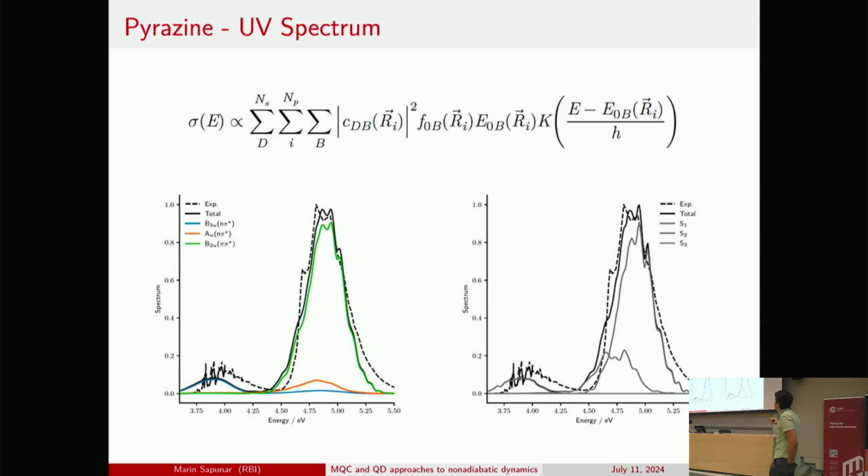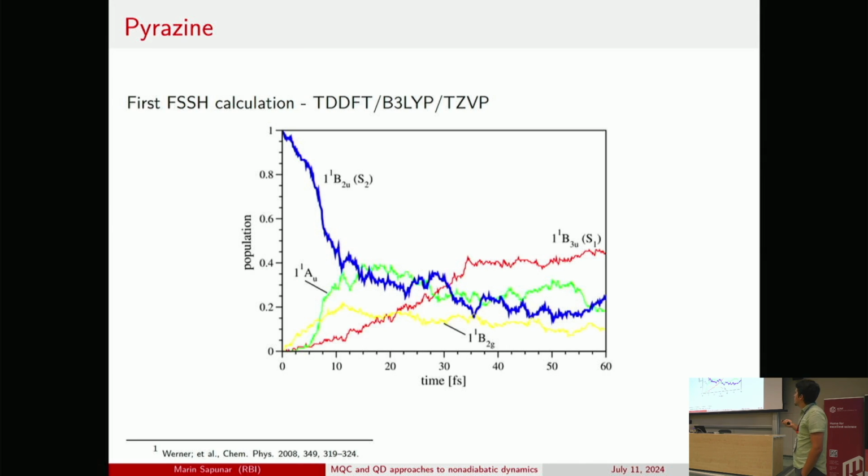MCTDH calculations. So this is a spectrum that has been calculated millions of times because it's kind of a really basic example of linear vibronic coupling models. Okay, so we can do that. And then we come to this part where the different methods don't usually speak the same language.